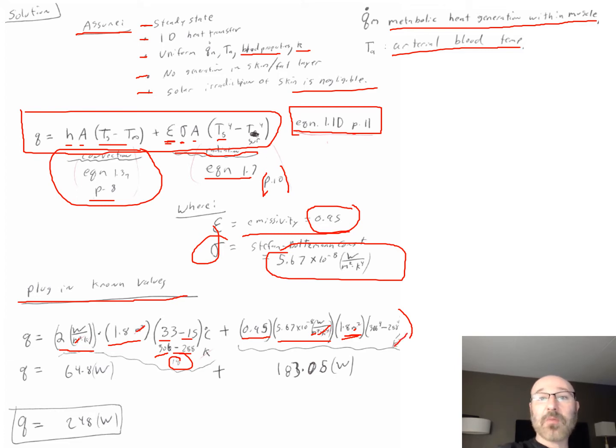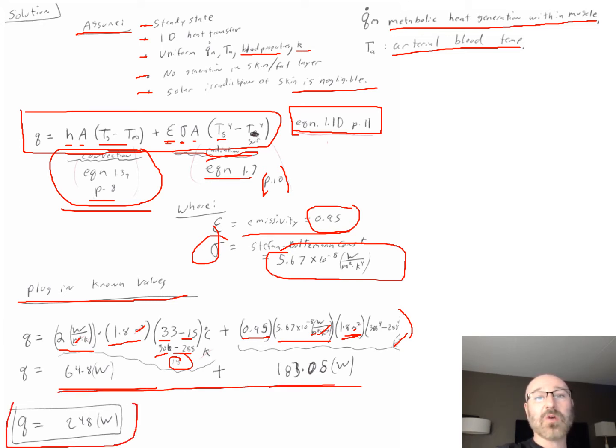So when we do our unit analysis, we get our value in watts. That's correct. 64.8 watts from our convection portion of the equation and 183.05 watts from our radiation portion of the equation. We can add those two together and get a Q value equal to 248 watts. Those are the correct units that we're looking for.